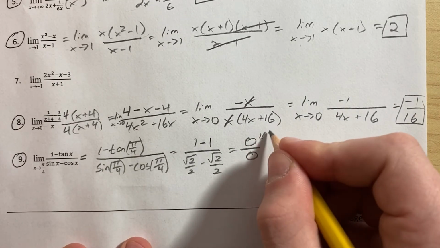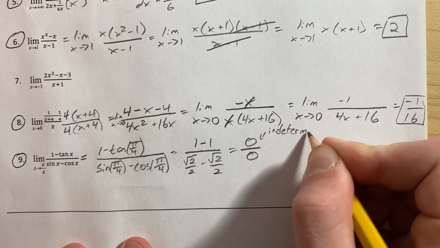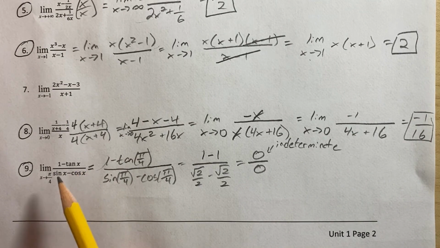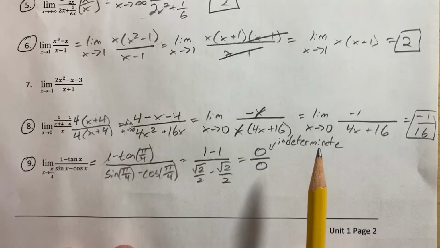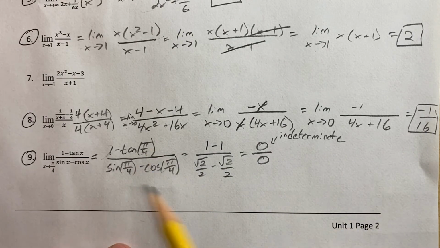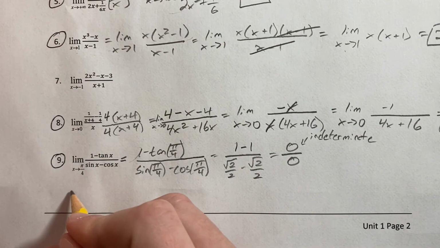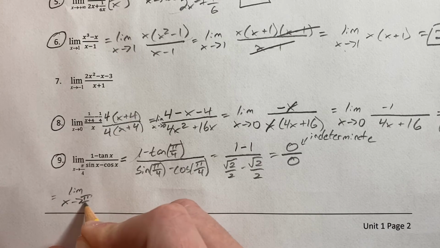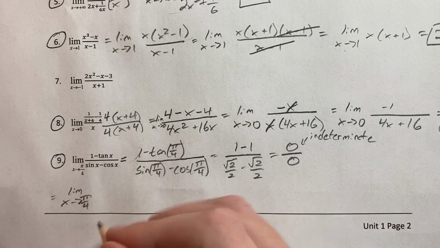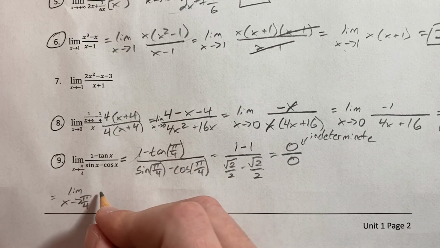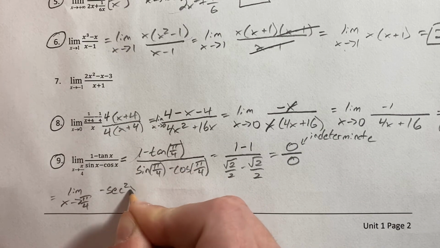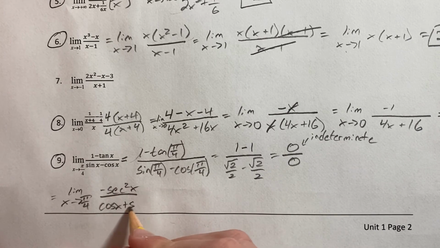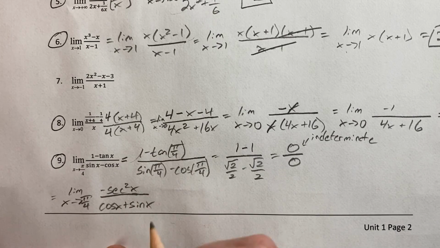And this is an indeterminate form, which means we want to go all the way back to the start and use L'Hopital's rule. Since if it's indeterminate, you can take the derivative of the top and the bottom, and that'll be the new value of the function. So we're going to change this to x equals pi over 4. The limit as x approaches pi over 4 of derivative of 1 is 0, negative secant squared x over cosine x plus sine x, some basic derivatives.